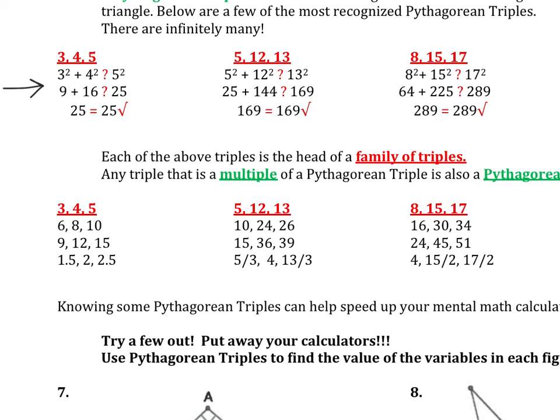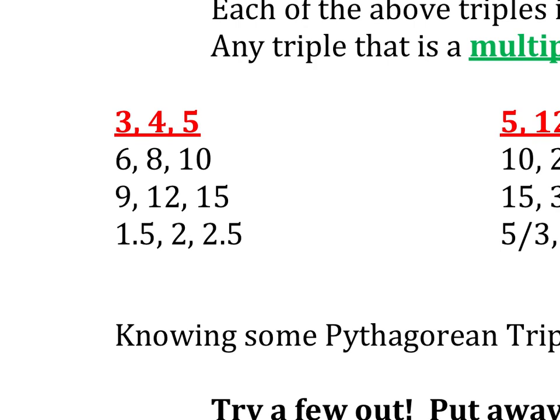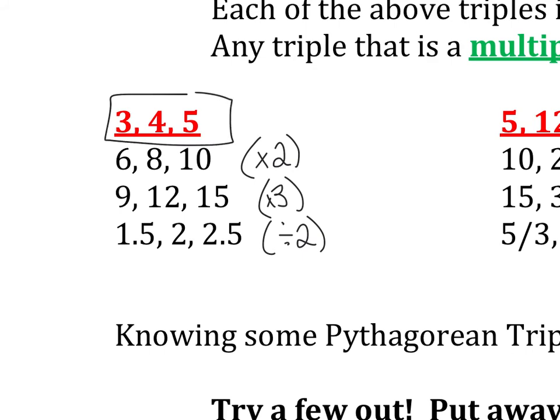So what we're seeing here is a squared plus b squared equals c squared. So all of these triples are the tops of the family of triples. What that means is, like, a 3, 4, 5. What we did here is we multiplied 3, 4, and 5 by 2, giving us a 6, 8, 10. What we did here is we multiplied them by 3. What we did over here is we divided them by 2. So as long as you apply the same operation to the three original sides, you will have a Pythagorean triple.